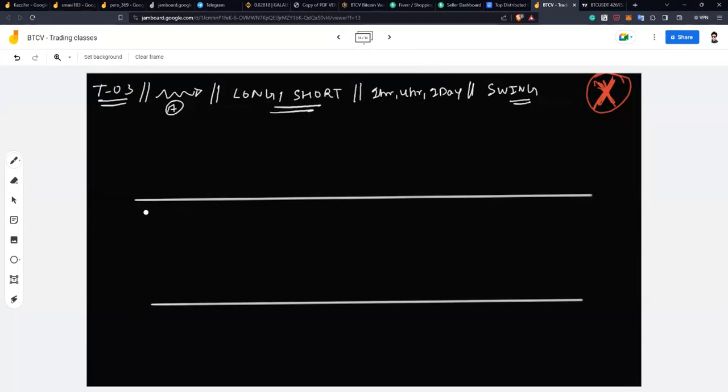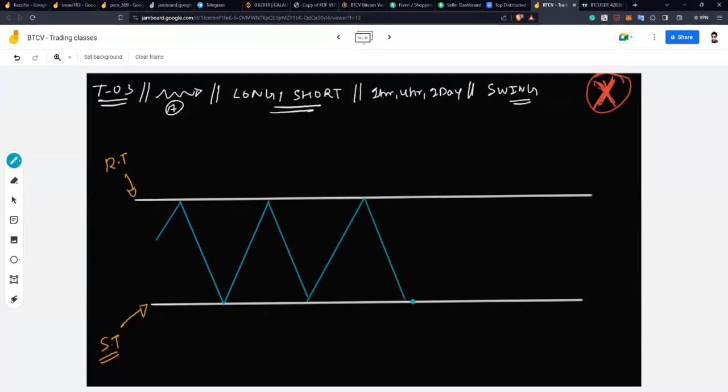Okay. So now we have 2 trend lines, horizontal trend lines, of course, right? So I can call it a support trend line and that's my resistance trend line. And of course the market will move between these trend lines, something like this.